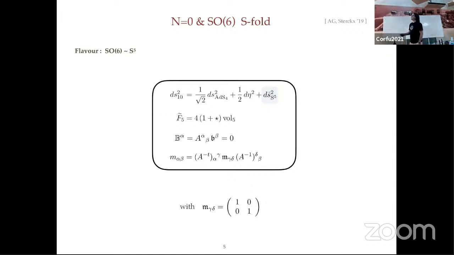You can see that the metric adopts this form. There is an AdS4 piece, there is the S1 coordinate eta, and there is the round 5-sphere. It is round because of this SO(6) symmetry. Then you see the F5 that has no dependence on eta. And then, for example, this doublet of two-forms, the B2 and the C2, is of the form of something, this calligraphic B, which is independent of eta, and then it picks up the eta dependence precisely because of this SL2 twist that I was mentioning.